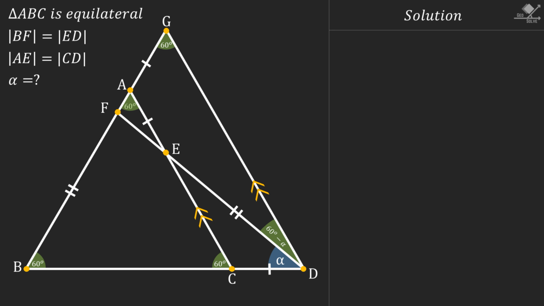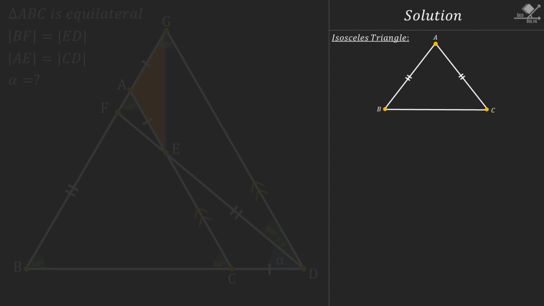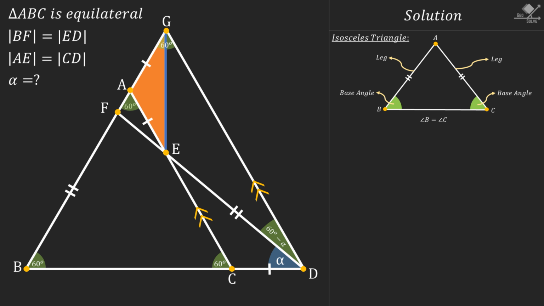Our next move will be connecting point G and point E. By doing so, we have created this isosceles triangle. In isosceles triangles, we have two equal sides, and they are called the legs of the triangle. The angles corresponding to these equal sides are called the base angles, and base angles are equal in measure. Now let's get back to our question, and call the base angles of this orange isosceles triangle beta degrees.